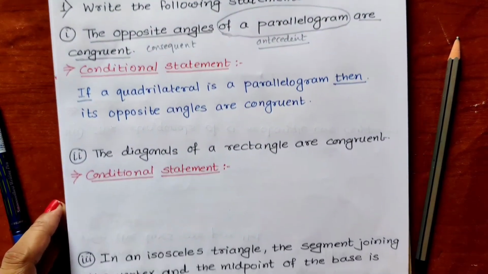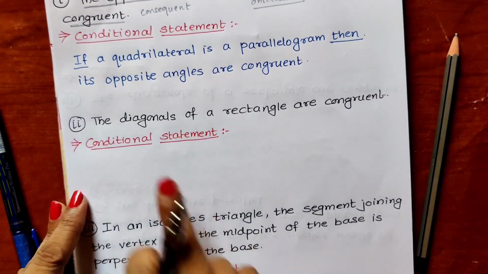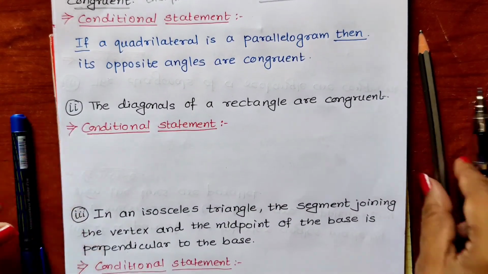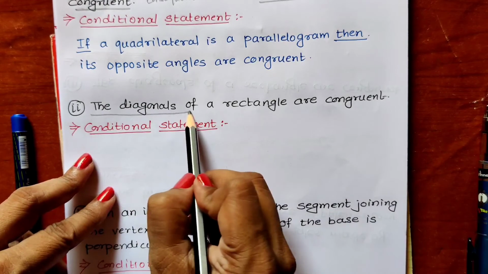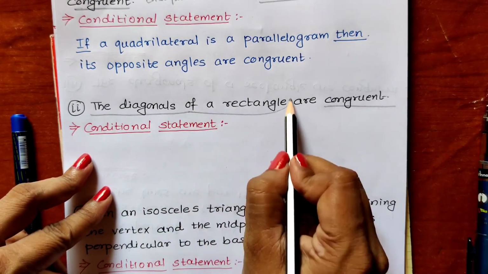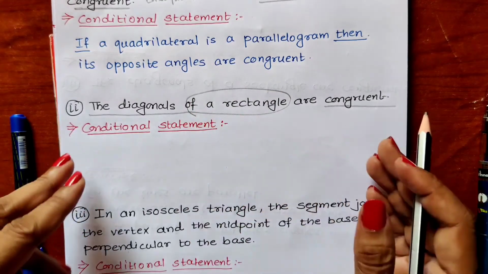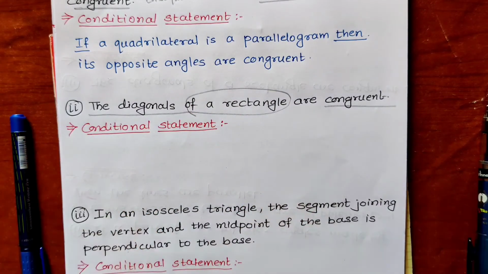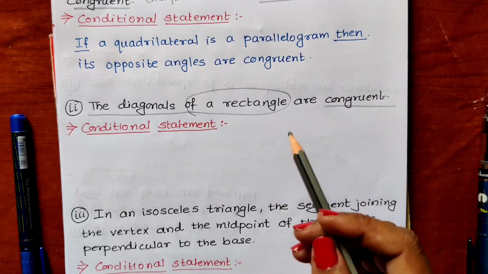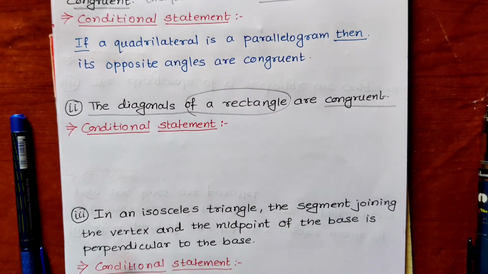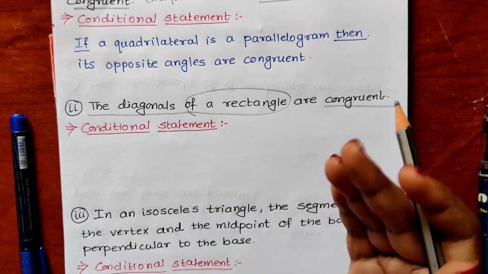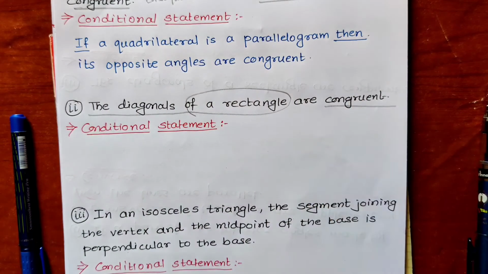Now let us see this second statement. The diagonals of a rectangle are congruent. What is congruent? Diagonals. The diagonals are congruent. So this will be our one part, and the second part will be of a rectangle. Diagonals are congruent, but of what? Of a rectangle. And what is a rectangle? A rectangle is nothing but a quadrilateral. So if the quadrilateral is a rectangle, then what is its result or what is its consequent? The consequent will be: the diagonals are congruent.